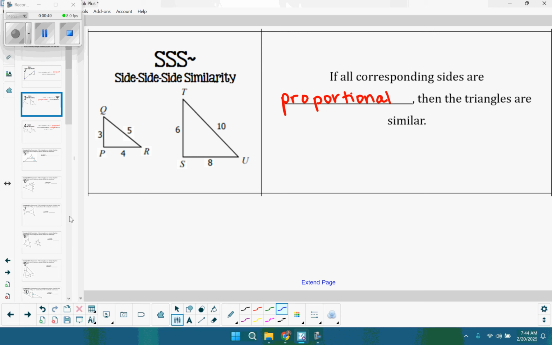So just like from 8.1, when we put the pairs of sides, the matching sides, into fractions, like we would put PQ over TS, that would be 3 over 6. I would put QR over TU, that would be 5 over 10. I would put PR over SU, that would be 4 over 8. All 3 of these fractions reduce to be the same thing. They all equal 1/2. So that is how we know that sides are proportional, if their fractions are equal. So if all 3 pairs of sides make the same fraction, then it's similar by SSS.